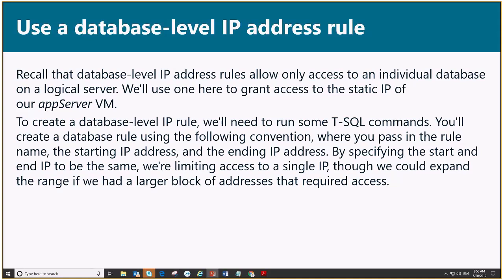So to create database level IP rules, you're going to run some Transact-SQL commands. You'll create a database rule using the following convention. Then you pass in the rule name, the starting IP address and the ending IP address. If the start and end IP are the same, you limit access to a single IP, and we can also expand the range.